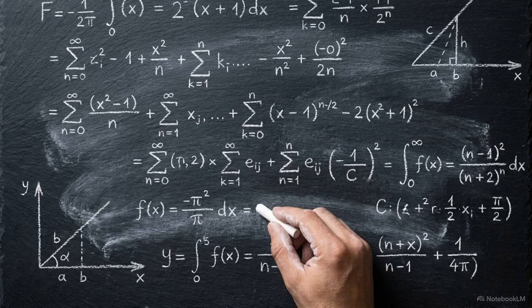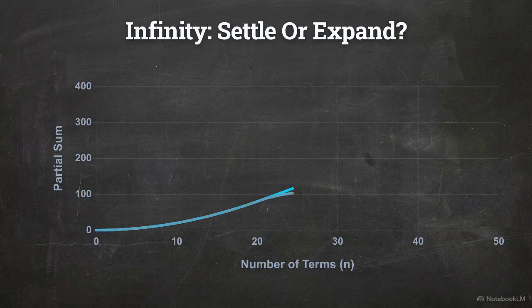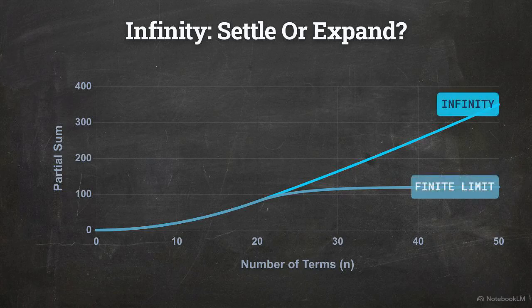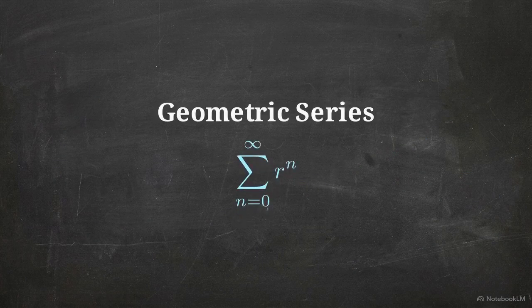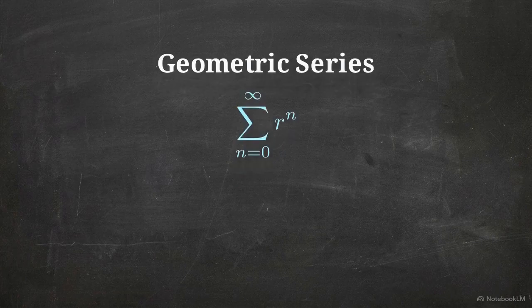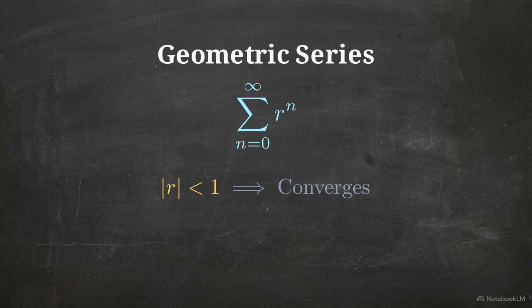When faced with an infinite series, we cannot manually calculate an infinite number of terms. So how do we know if it settles on a finite number or expands into infinity? Our gold standard is the geometric series. If the ratio between terms is strictly less than 1, it converges.